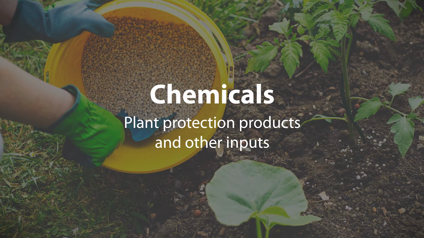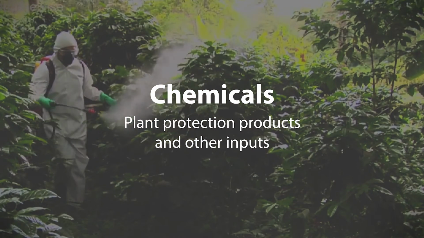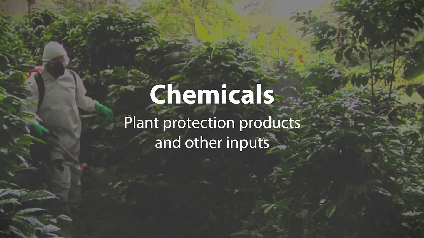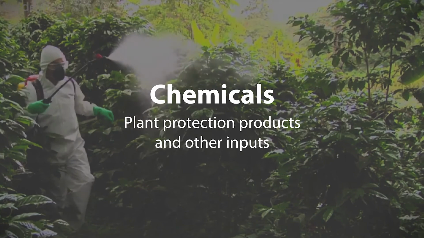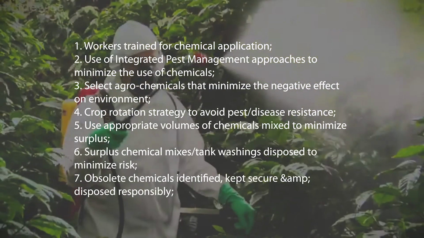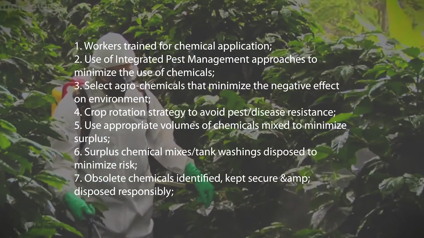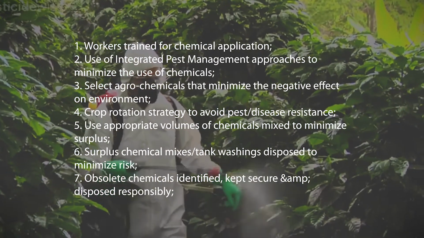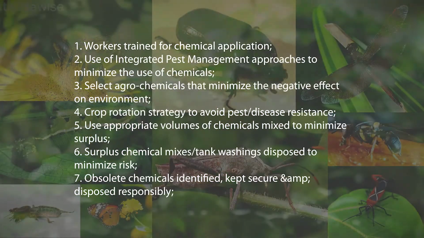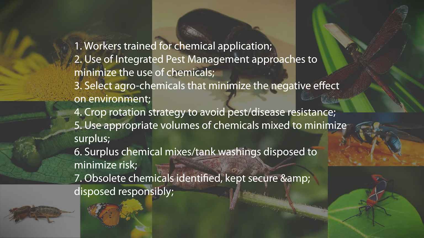Chemicals, plant protection products, and other inputs. The use of agrochemicals is a major concern on farms, and it is important to ensure that its application is conducted appropriately to prevent risk to the environment and workers' health. There are several ways to ensure this. Farm workers should be trained for chemical application.